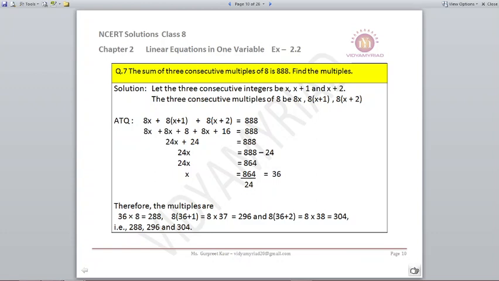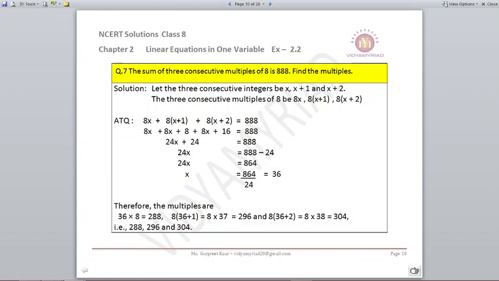Same way we are going to do question number 7. The sum of three consecutive multiples of 8 is 888. Find the multiples. Just now we have understood the concept of consecutive. The consecutive numbers are x, x plus 1 and x plus 2. But the change over here is these should be multiples of 8. So what I will do is I will just put 8 with them. So it becomes 8x, 8 into x plus 1, 8 into x plus 2.